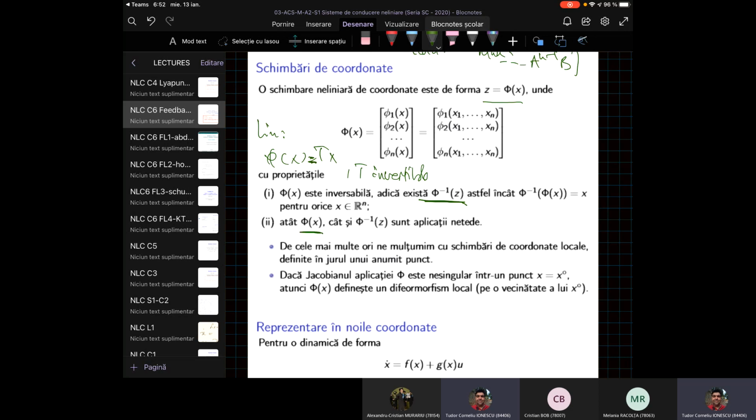Both phi and phi inverse are smooth. This is more than we used to do with linear coordinate transformations. Of course, the changes of coordinates are local. They're not global, because we are doing them around some point. And also, you need this mapping phi to be a so-called diffeomorphism. In English, morphism is with PH. Diffeomorphism.